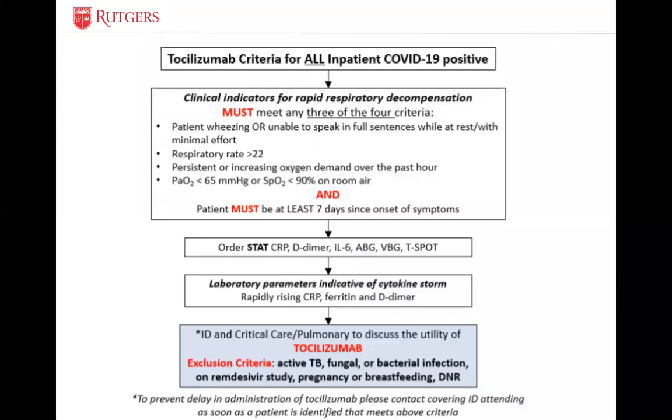And what we're going to do is order your CRP, which is a downstream surrogate for IL-6, and D-dimer. You're going to send out the IL-6, which goes to the Mayo lab and has a turnaround of at least 3 days or so. You're going to get an ABG, VBG, and a T-spot. T-spot is just to make sure that you don't have latent TB. Some laboratory parameters that are indicative of this storm are your rapidly increasing CRP, ferritin, and D-dimer. Then there will be a multidisciplinary decision between the physician taking care of the patient from a critical care perspective and the ID attending, and these conversations are had at least once a day.